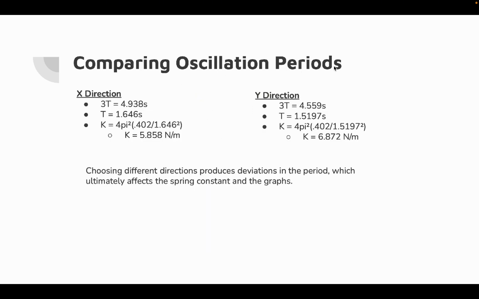So if we compare oscillation periods, we see in the x direction, we have a period of 1.646 seconds, which gives us a K value of 5.858, whereas in the y direction, we have a period of 1.5197 seconds, which gives us a K value of 6.872. So choosing different directions produces deviations in the period, which ultimately affects the spring constant and the graphs.